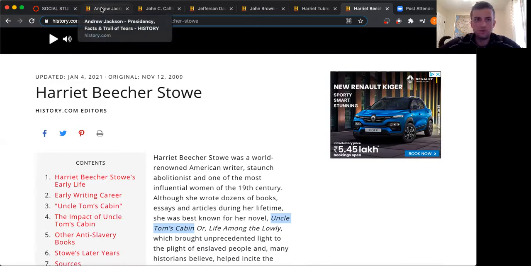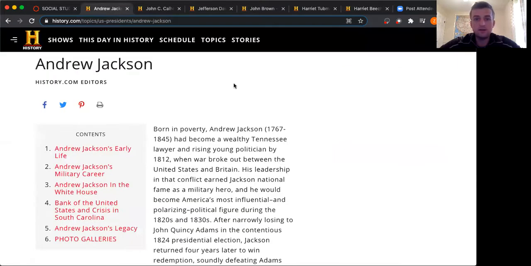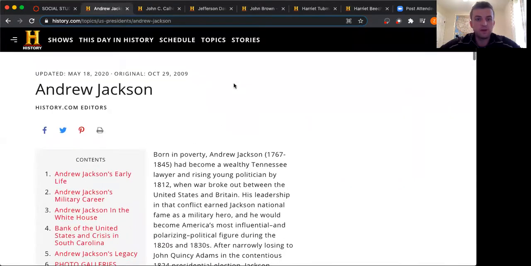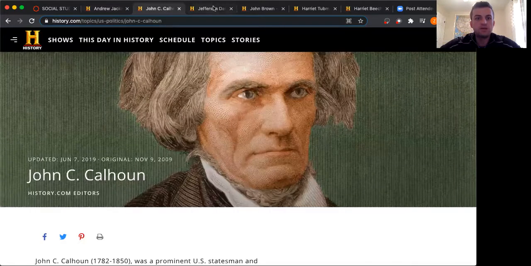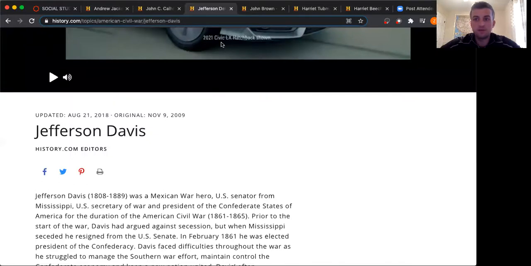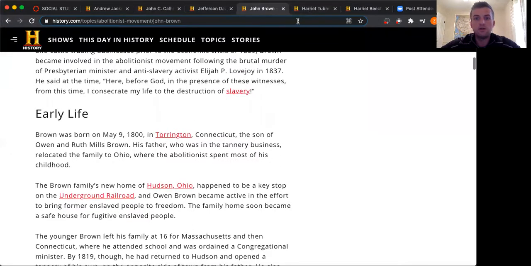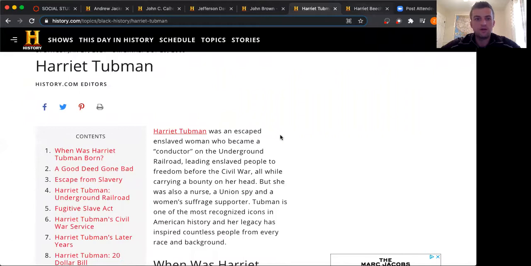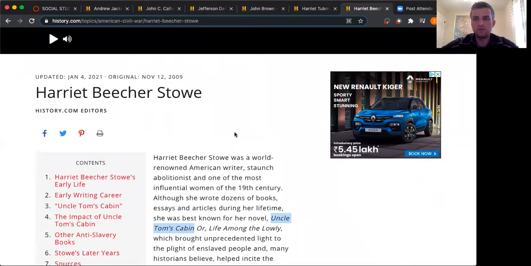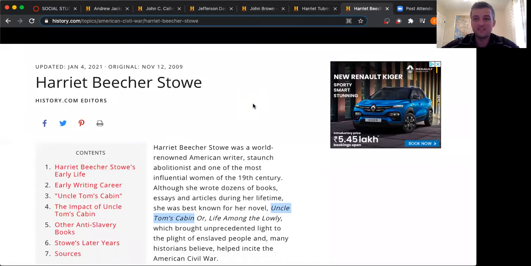So just as a quick review, we have three people that we'll just call pro-slavery folks: Andrew Jackson, John C. Calhoun, and Jefferson Davis are the three pro-slavery folks that knowing a little bit more about is going to be beneficial if you do want to research that. Next, we have John Brown, Harriet Tubman, and Harriet Beecher Stowe. And all six of these websites are going to be posted on today's announcement. Your job is to choose one and begin to research one of these six people.